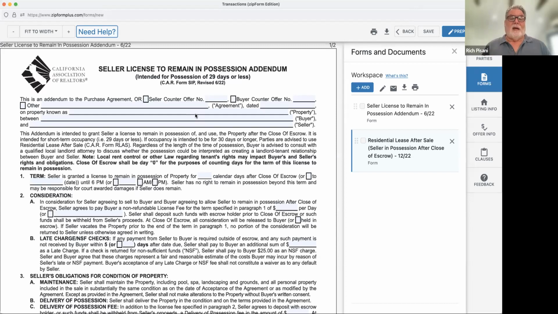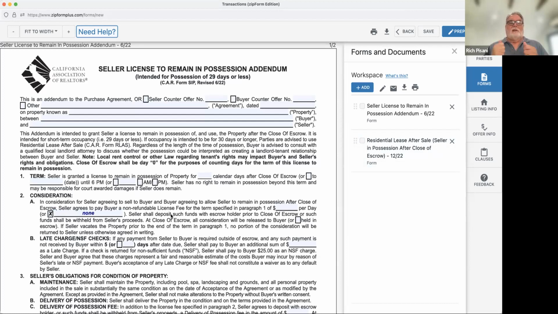Okay, so the consideration. It's either a dollar amount, which you can put as a dollar amount per day, or you can check this box and write no consideration, or none, or whatever. You can write text as long as you check the box, evidently.